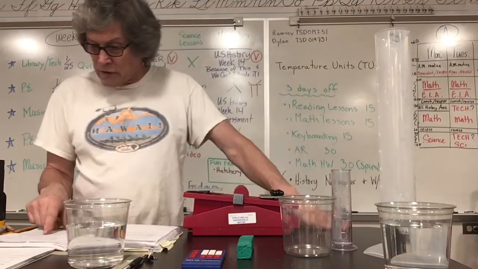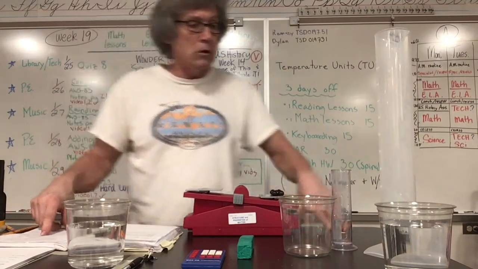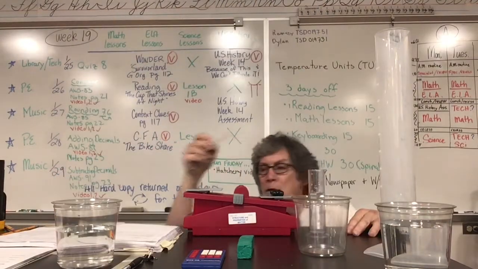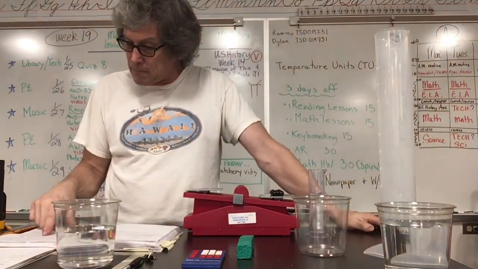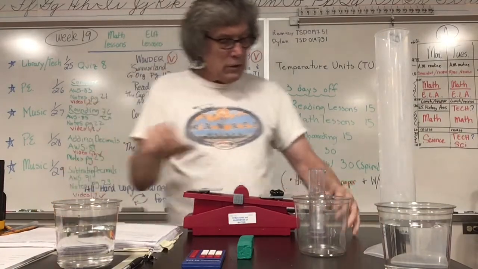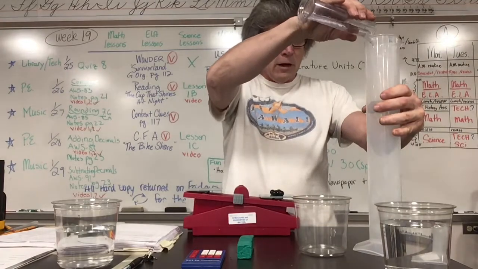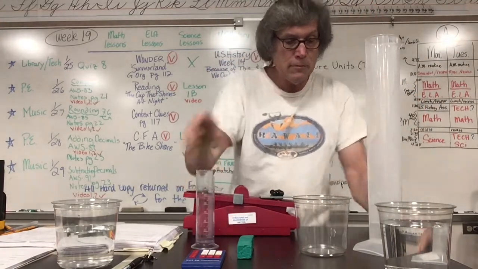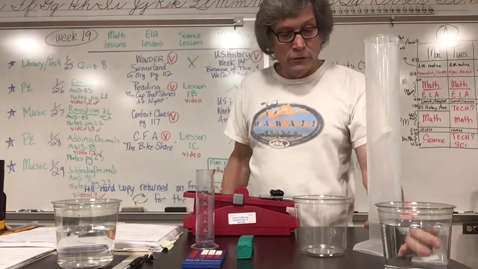Okay, next up, it says measure 100 milliliters of water in the graduated cylinder. Okay, there it is, 100 milliliters. So let's see, what am I going to do? So it's 100. I'll put it in here now in the big graduated cylinder. I'm just curious if they'll be the same. Hey, they match. So those nice graduated cylinders are calibrated.